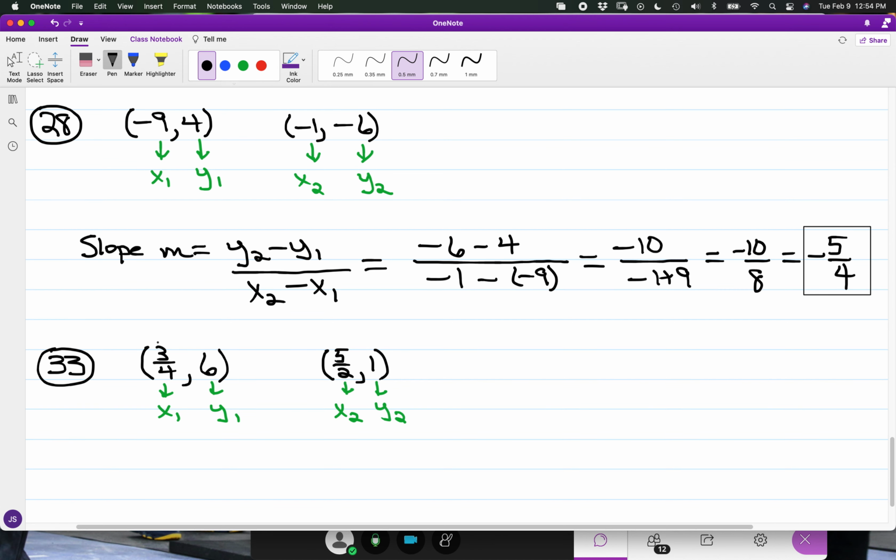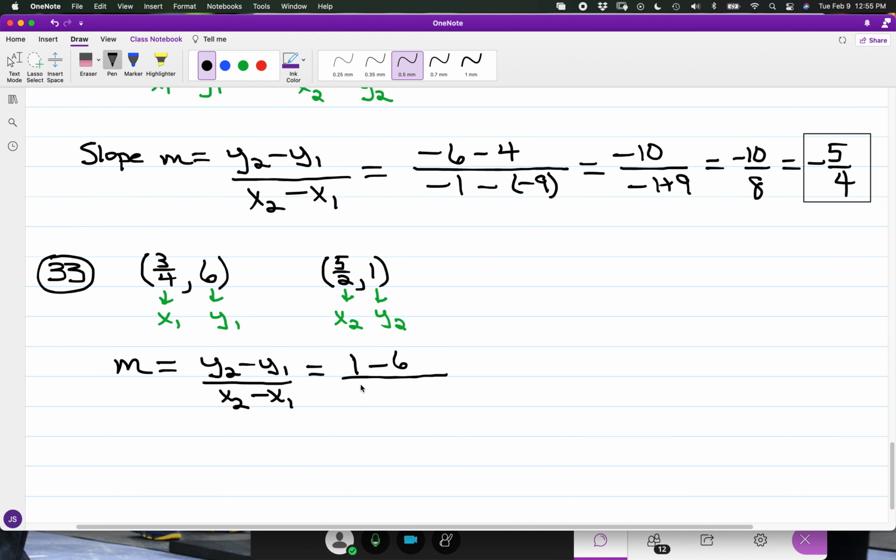And so for the slope in this case, same formula, and if we substitute accordingly, we have y of 2 minus y of 1: y of 2 is 1, minus y of 1, which is 6. And for x2 minus x1, we have 5 halves minus 3/4. So you have a bit of a complex fraction. Now we have 1 minus 6, so we have -5 at the top.